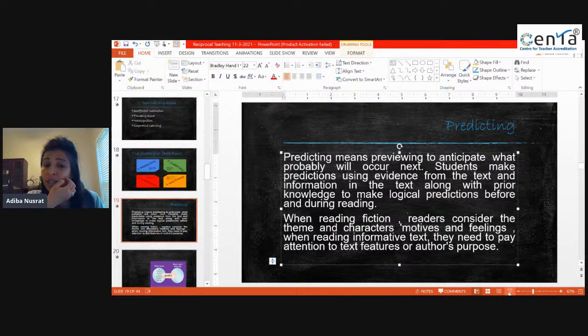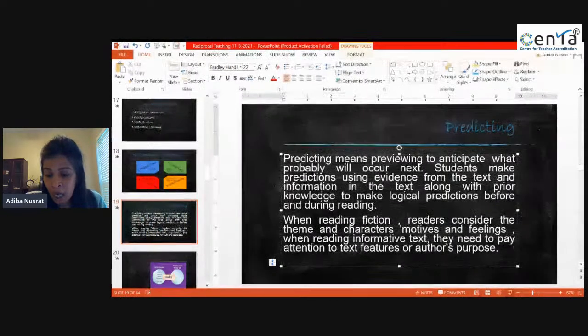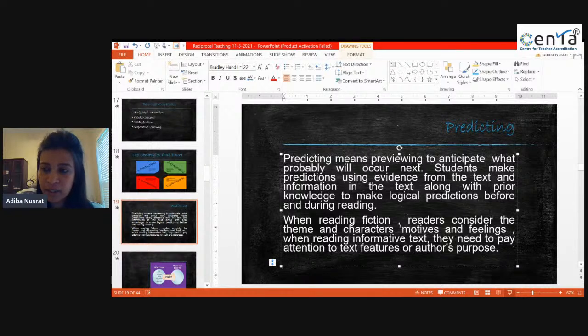So this is about prediction. These are how we basically predict when we are predicting a fiction or a non-fiction text. Now, what I know when I'm predicting before and while reading, okay?